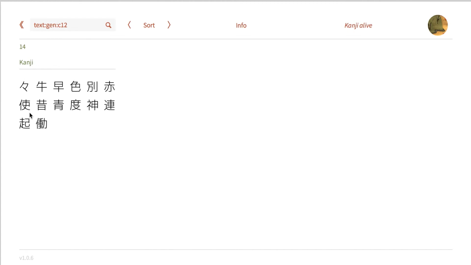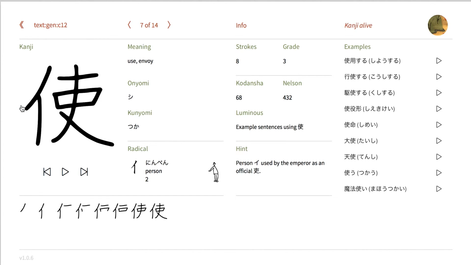Our next kanji is another verb root. This is the kanji for tsukau. The other reading for it is shi. It means to use. In the old days, it also meant an envoy or somebody who was in the service of the emperor.